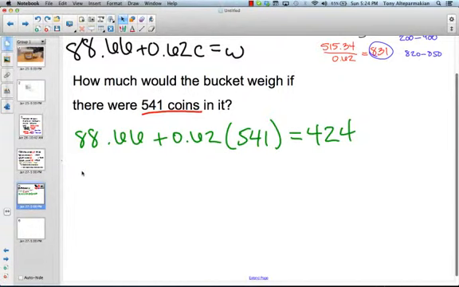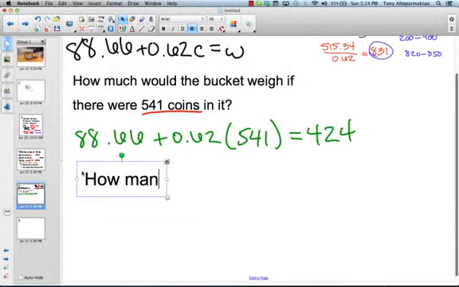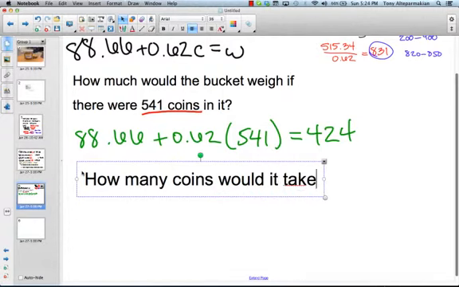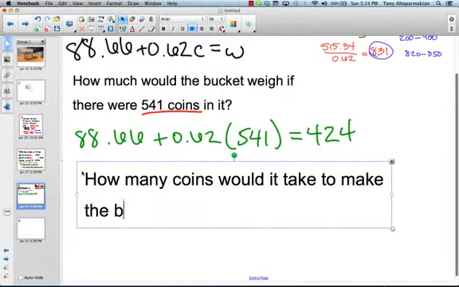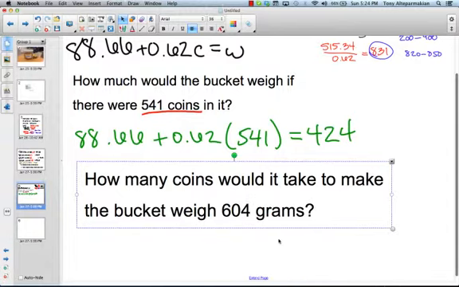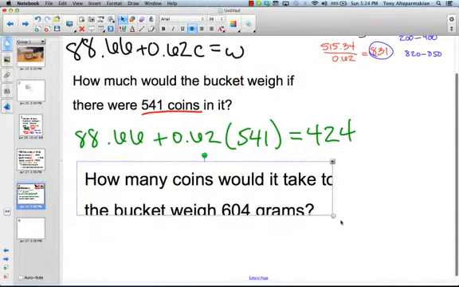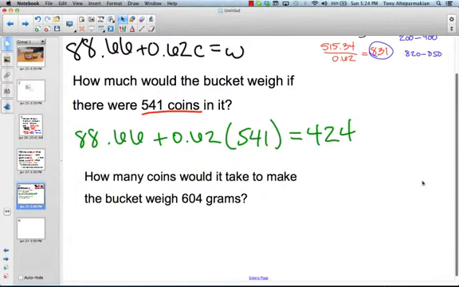There's another question that we could answer too, and you already answered it, but how many coins would it take to make the bucket weigh 604 grams? And it might seem like, man, that would be tough. That's a tough question, but you guys already answered it.